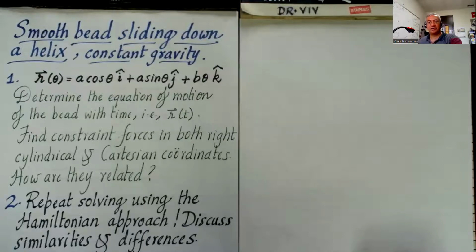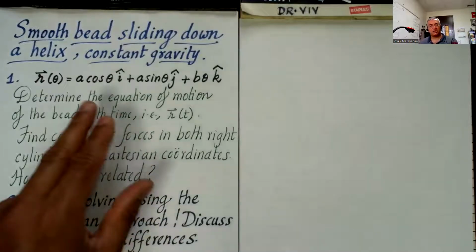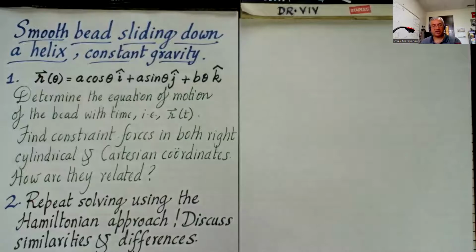In this video, we shall be talking about the problem of a smooth bead sliding down a helix, also known as a spiral, under the action of constant gravity. The spiral itself is provided by the parametric coordinates indicated here: r = a cos θ î + a sin θ ĵ + bθ k̂. We are asked to determine the equation of motion of the bead with respect to time.